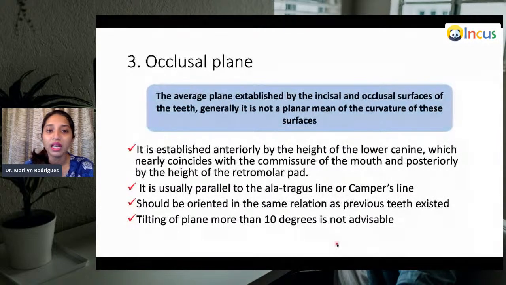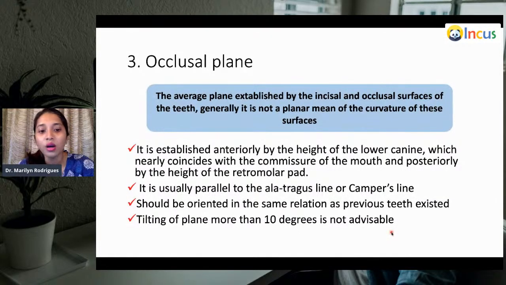Now, can we play with the occlusal plane factor? Yes, we can play with it. We can change it a little bit. But tilting of the plane more than 10 degrees is not advisable. So within a range of 10 degrees, you can tilt, lower or increase your occlusal plane, but not more than 10 degrees, okay?